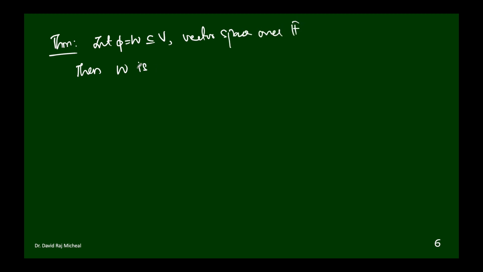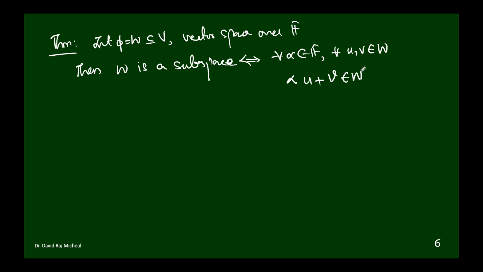So the theorem, let's discuss this. Let W be a non-empty subset of V. Then V is a vector space over any field F. So W is a subspace if and only if for every alpha in F and for every u, v in W, alpha times u plus v belongs to W.